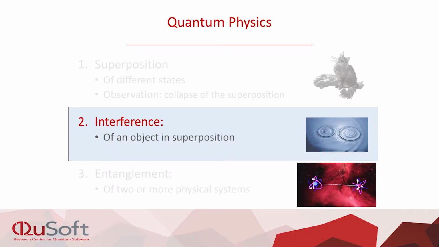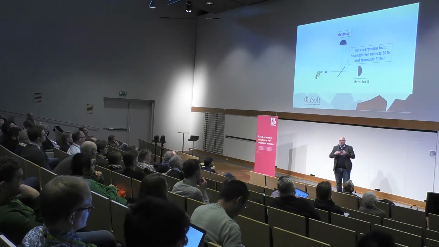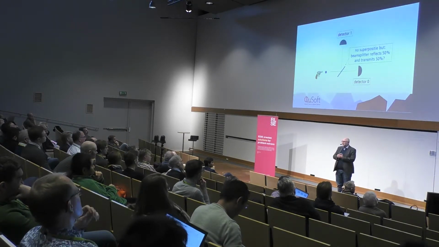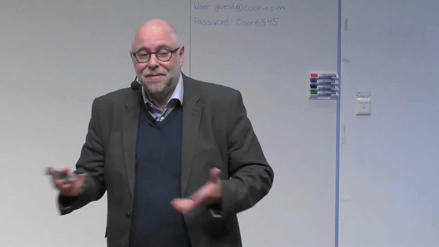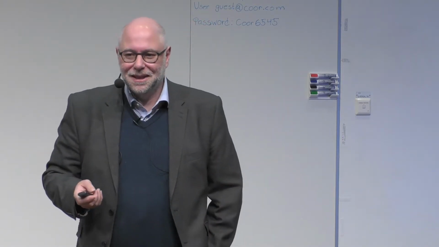Now, another thing that's very important is interference of an object in superposition. And let me demonstrate that with the same experiment. And actually, you kind of all nodded in agreement that we have this superposition. But you shouldn't, right? Because this superposition is a weird thing. That shouldn't really happen. At least I've never seen something in superposition, and I'm willing to bet that neither of you has ever seen anything in superposition.